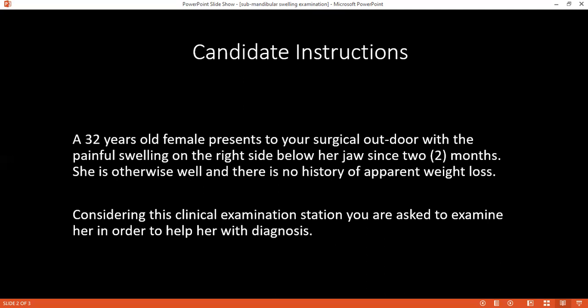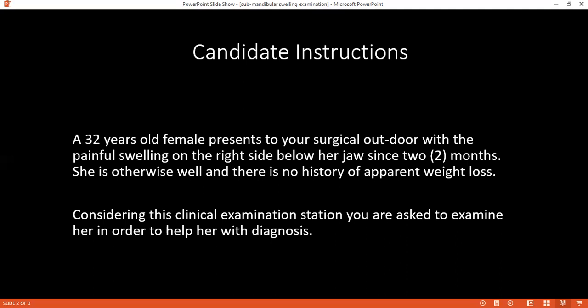So my provisional diagnosis for this is either sialolithiasis of the submandibular gland or, as a differential diagnosis, a tumor of the submandibular gland. Yes, these two, sialolithiasis and cancer. How would you confirm your diagnosis?